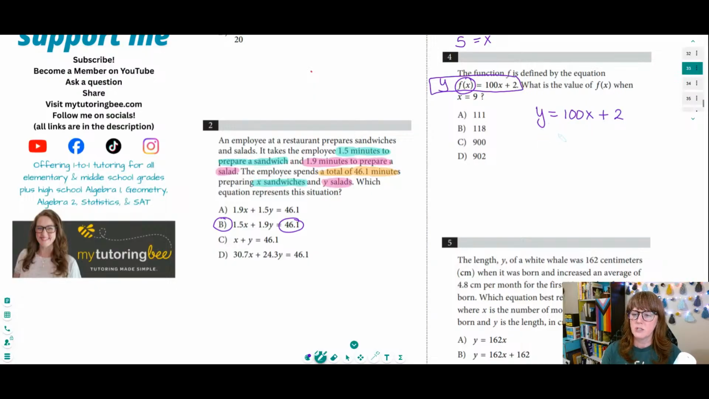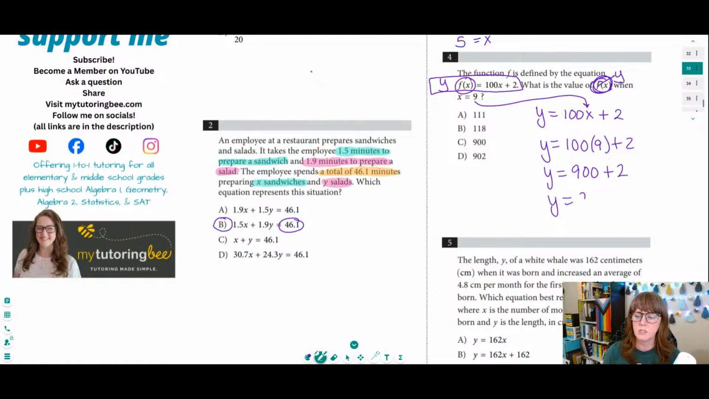Okay, so let's actually take a look at that. It says, what is the value of f of x? Remember, f of x is just another name for y when x equals 9. So we're just substituting in 9 for x in our equation. I'm just going to write it as y equals 100 times 9 plus 2. We're going to use order of operations to solve this. So 100 times 9 is 900, and then y equals 900 plus 2, which is 902. So y, or if we want to write it as f of x, equals 902. That is the value of f of x. So we're looking at D there for our answer.